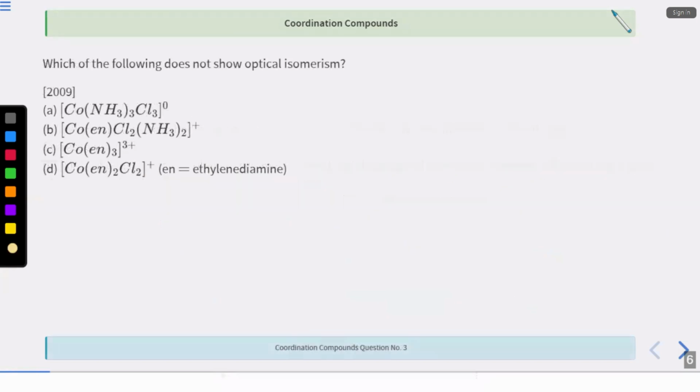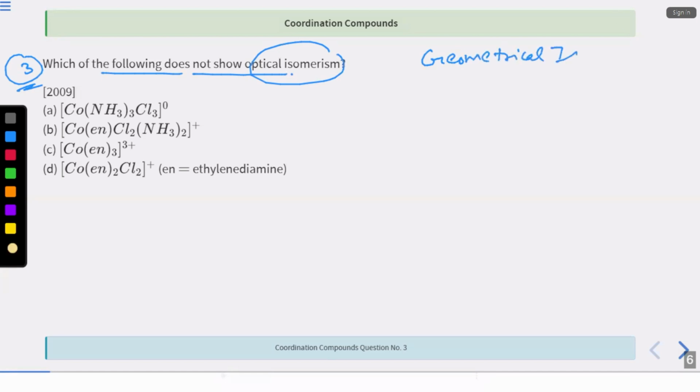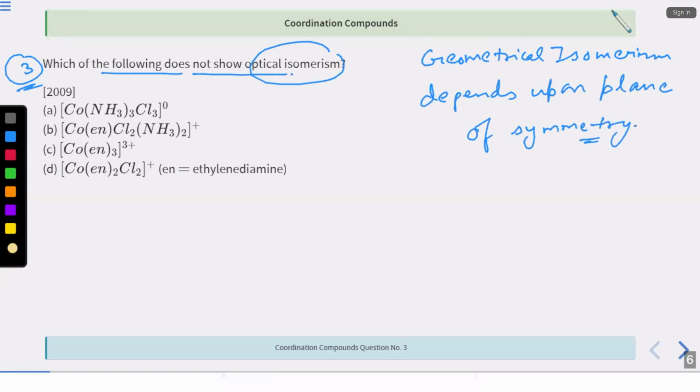Moving ahead. Question number 3. Which of the following does not show optical isomerism? Again, same question. See, let me tell you one thing. The geometrical isomerism depends upon the arrangement, like how we are getting plane of symmetry. So it depends upon plane of symmetry. Here we are being asked about optical isomerism.